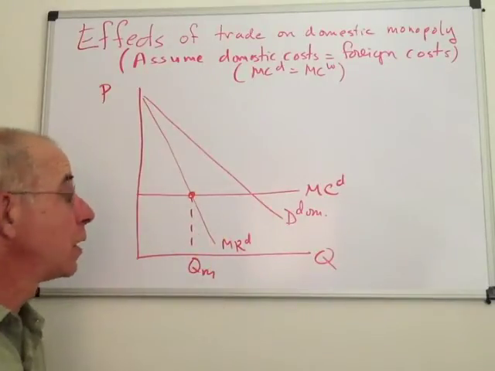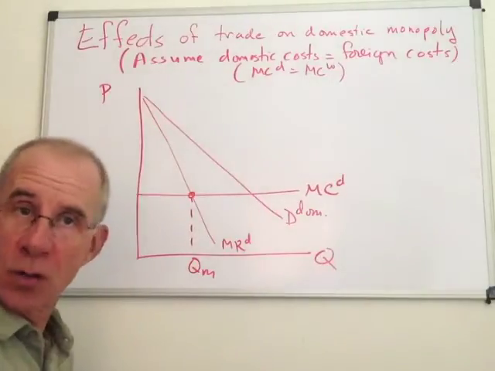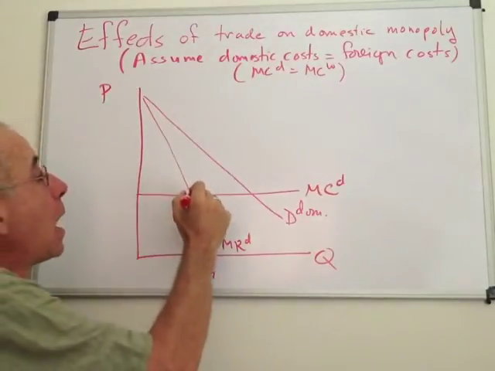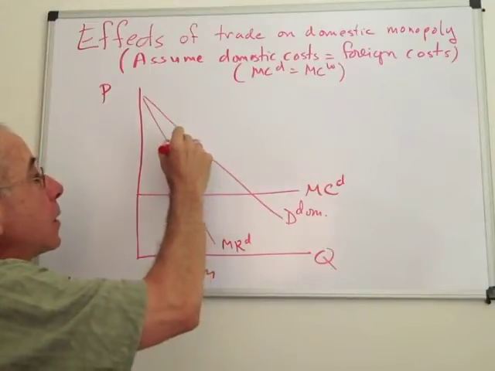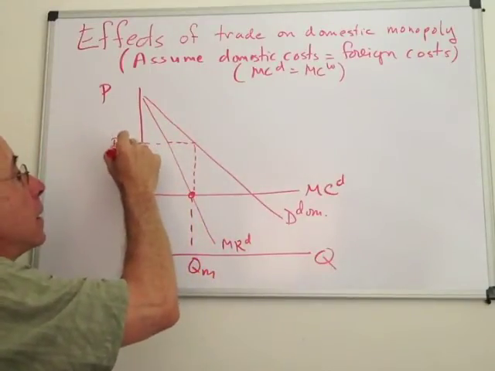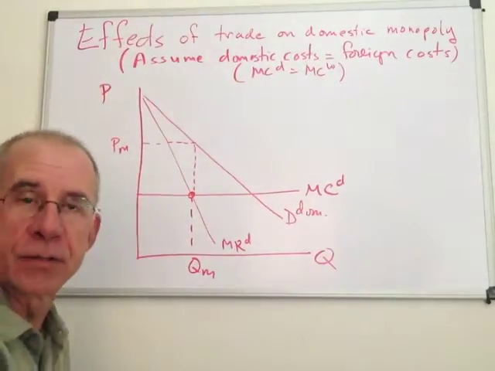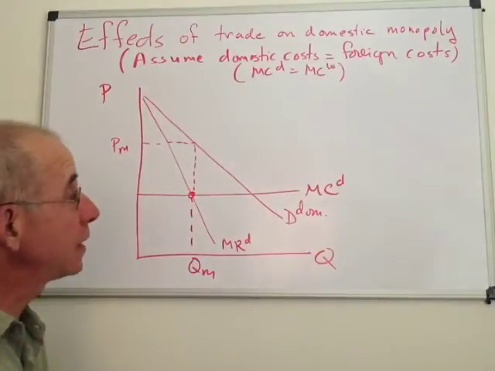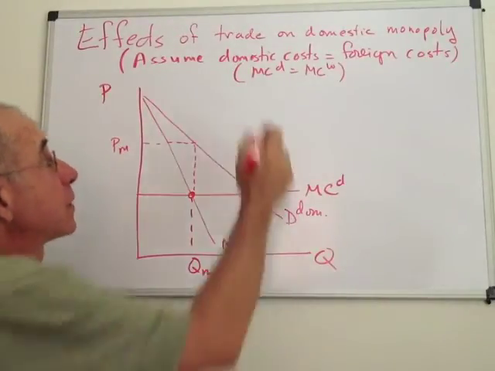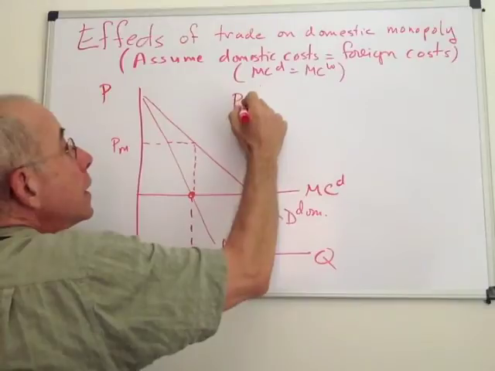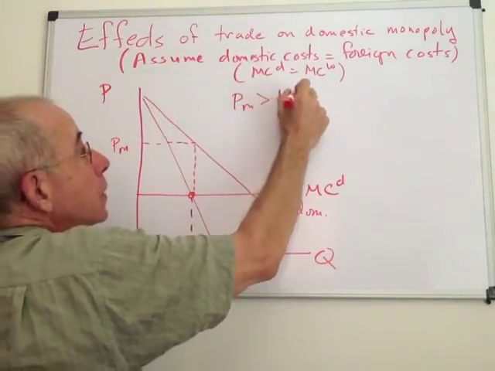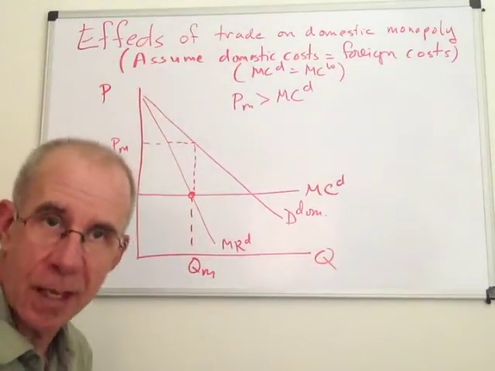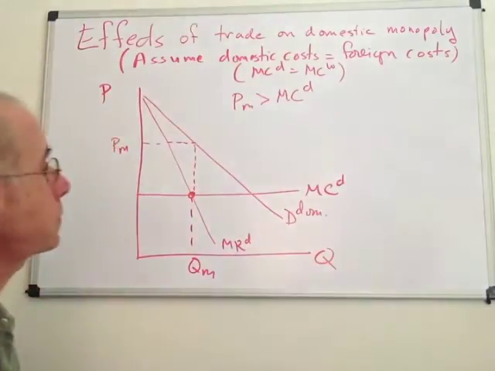What we have here is that the domestic monopoly will choose to produce where marginal revenue equals marginal cost, where these two lines meet, and take a look at the monopoly price associated with that. And what we see is that the domestic firm will certainly charge a price that is greater than its marginal cost of production, restricting output in order to get the price up.